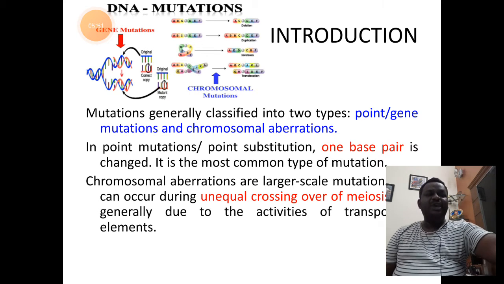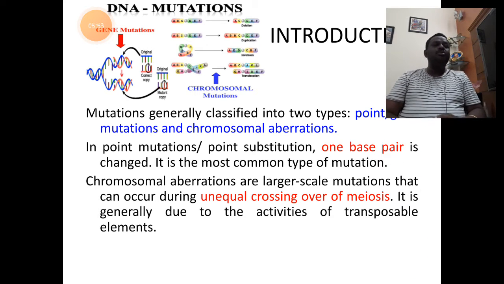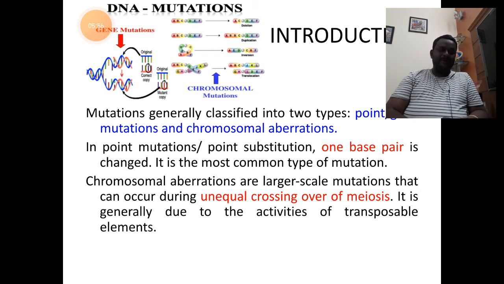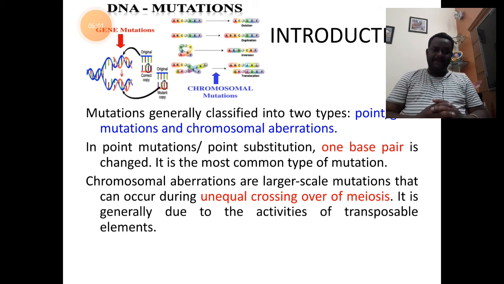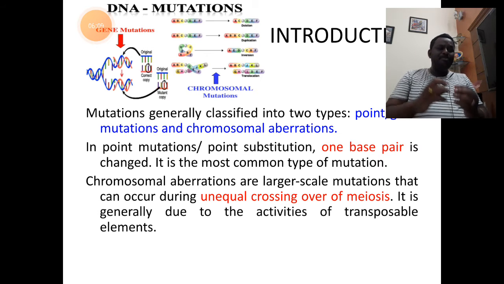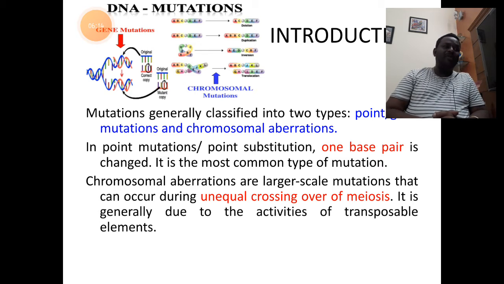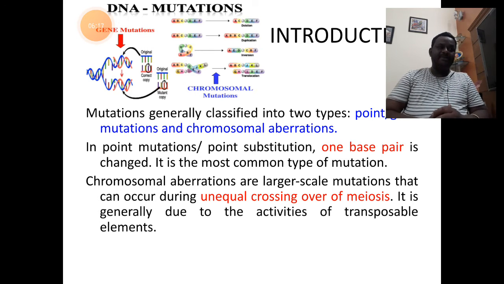The second type that we have is chromosomal aberrations. In chromosomal aberrations, a large group of nucleotides, or in simple, a segment of DNA on a chromosome, may show the change, generally during unequal crossing over of meiosis. Chromosomal aberrations take place with the help of transposable elements, jumping genes as we otherwise call them.